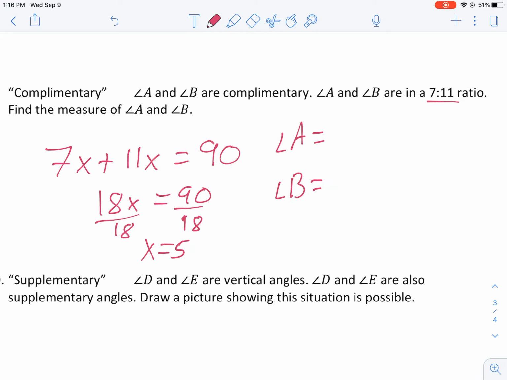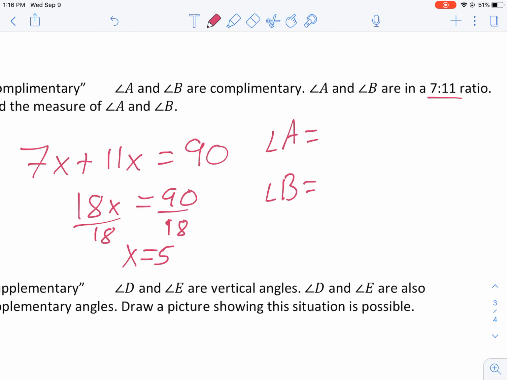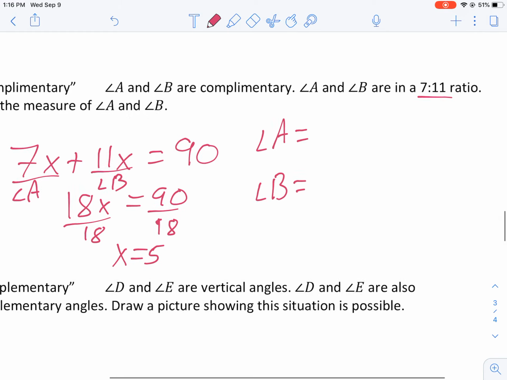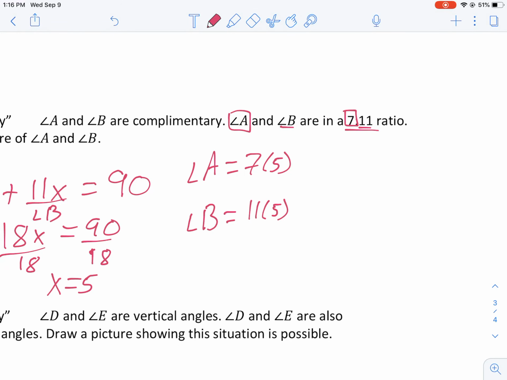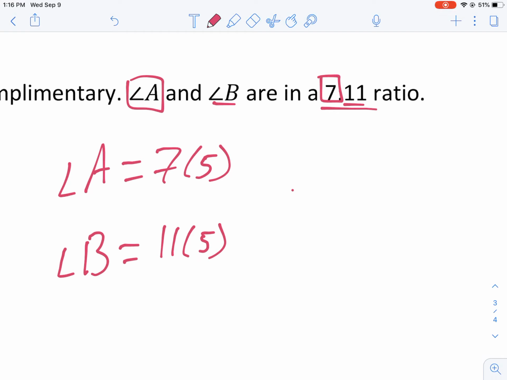And we know that we're dealing with a factor of 5 because that's what we just solved for. So this right here is angle A. This is angle B, all right? They always are going to be written in the same order as here. So 7 comes first and angle A comes first. So we've got 7 times 5, then we've got angle B and 11. That'll give us 11 times 5. So whatever you get for x, that's going to be your factor that you're going to multiply by.